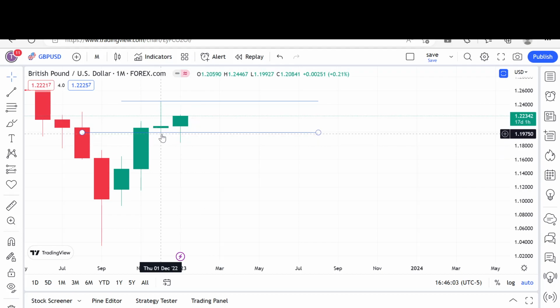We took out previous month's lows. So now price is going to do what? It's going to seek that next key liquidity pool. That next key liquidity pool is right there. A lot of buy stops, a lot of buy side liquidity. It's resting above that level.